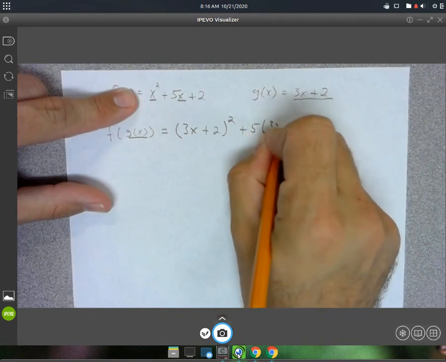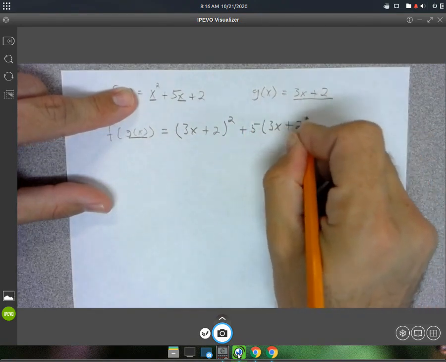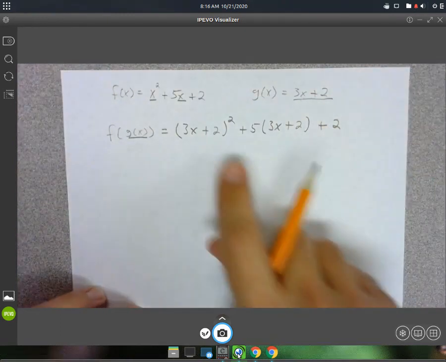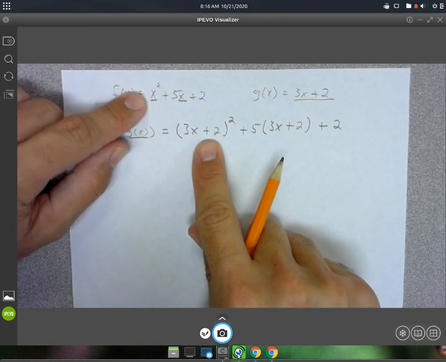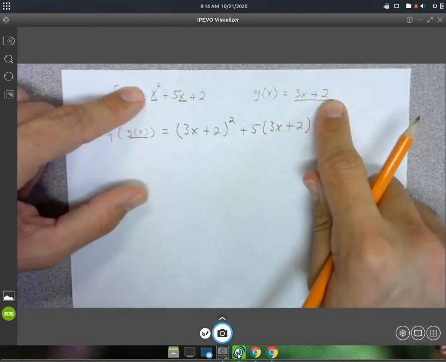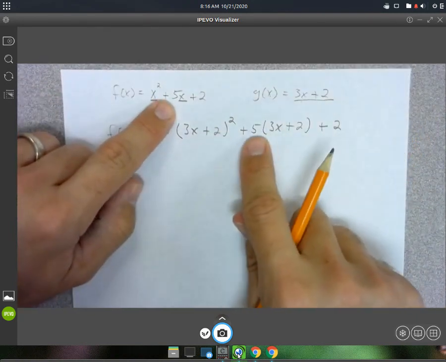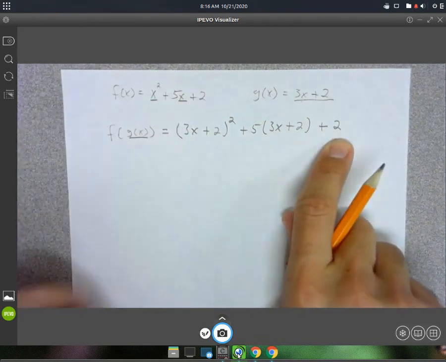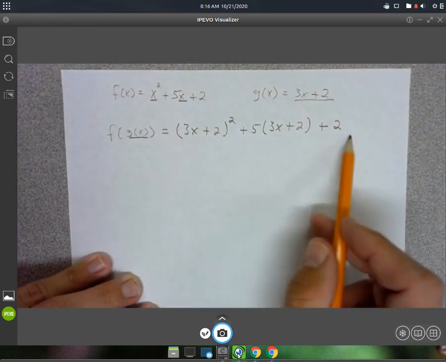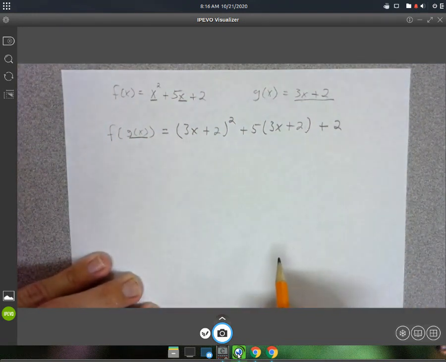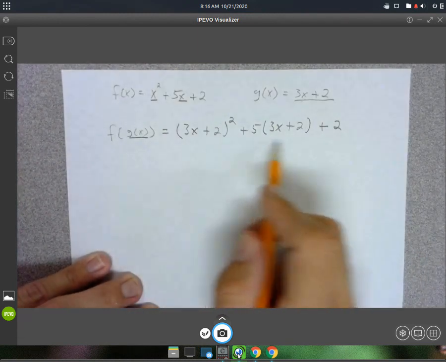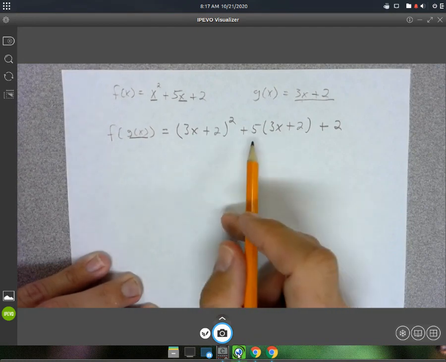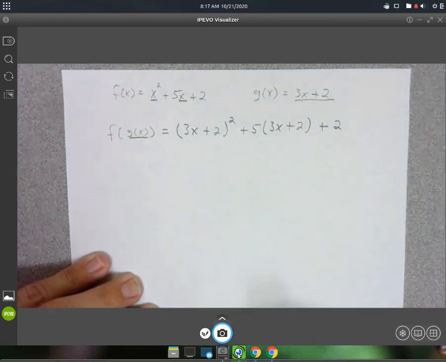plus 5, but we're replacing the x with a 3x plus 2, plus 2. All right, so it's x squared, but instead of an x, we're putting 3x plus 2. Then plus 5, but instead of an x, we're putting 3x plus 2. And then there's the plus 2. So now we would have to simplify this whole thing. I think I do have a question on the test kind of like this, but you would actually just leave it at this spot right here. I'll work it out and show you how to simplify it.